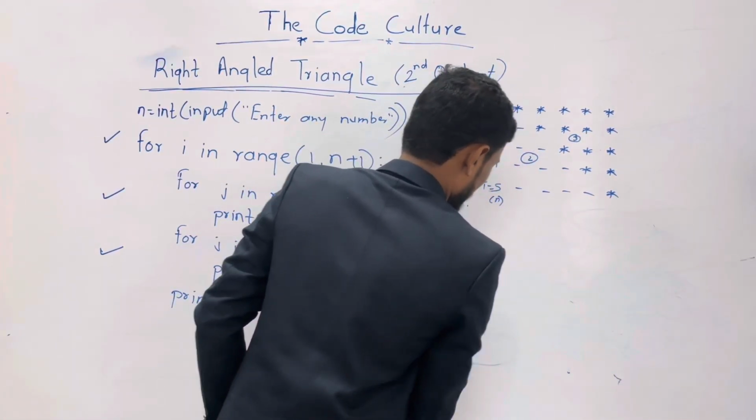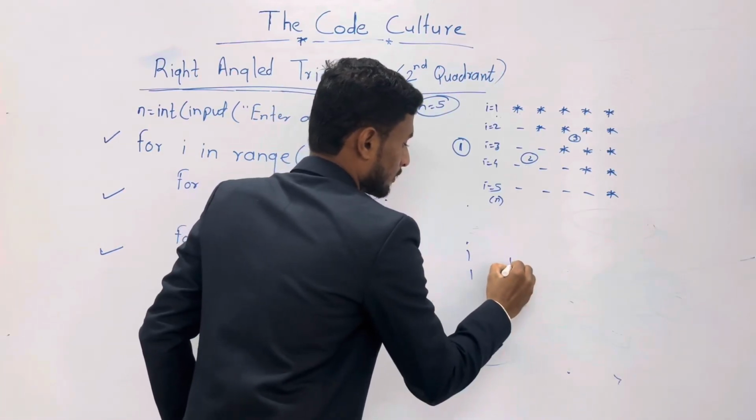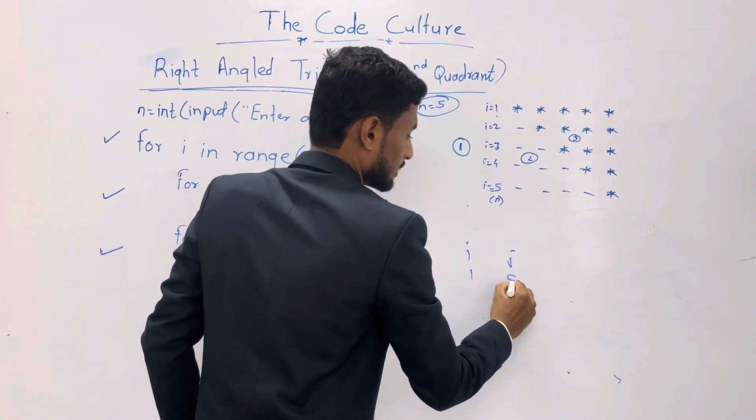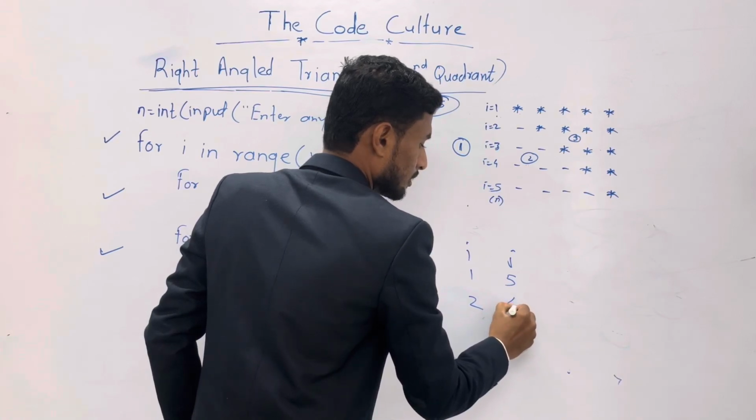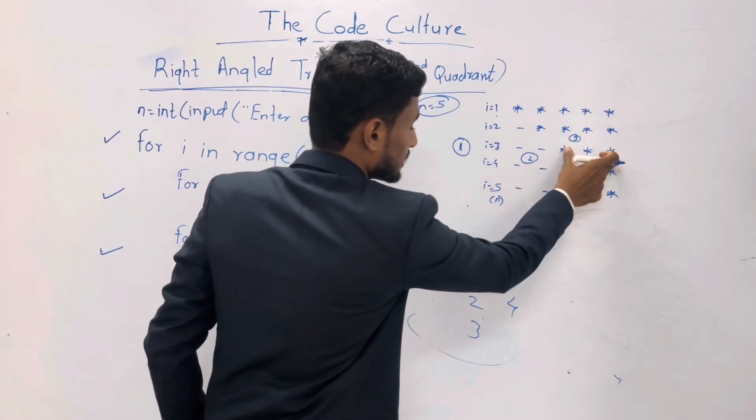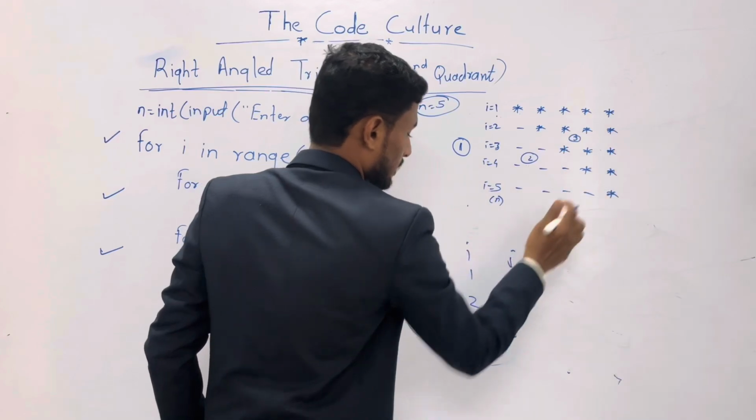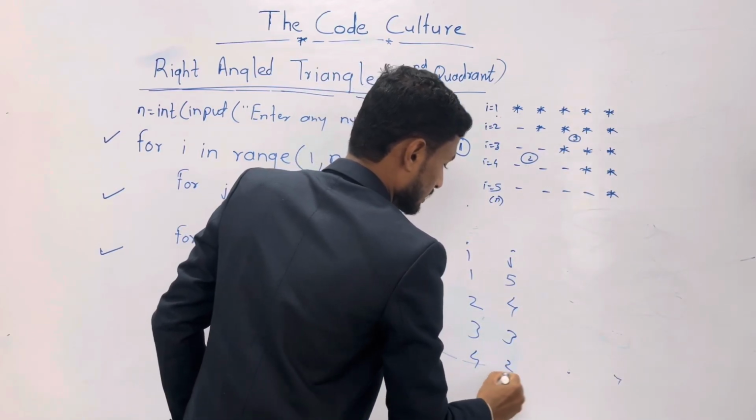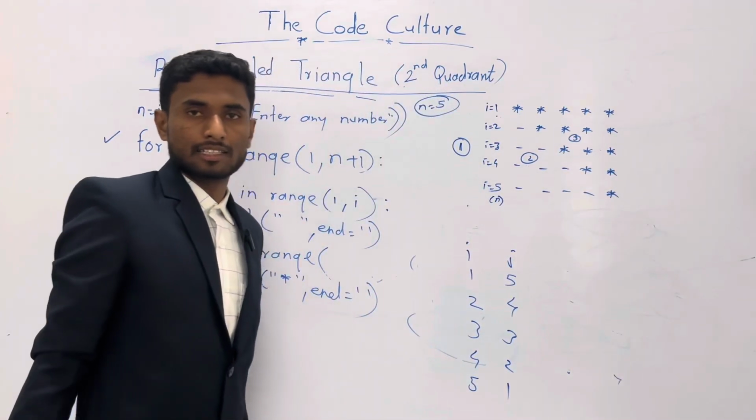So now tell me, for I value 1, how many stars are there? 5 stars are there. For I value 2, how many stars are there? 4 stars are there. For I value 3, how many stars are there? 3 stars. For I value 4, how many stars are there? 2 stars. And for I value 5, only 1 star is there.